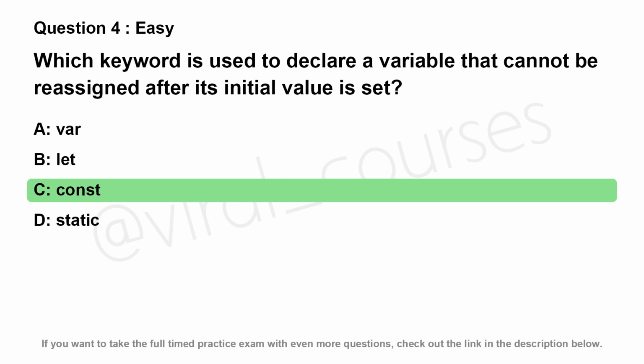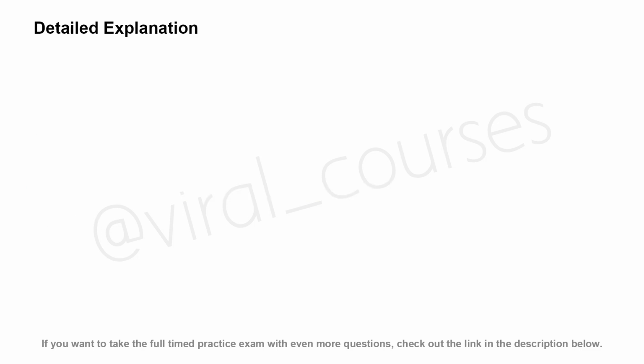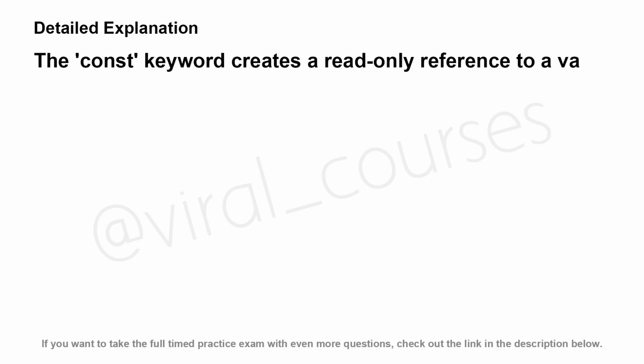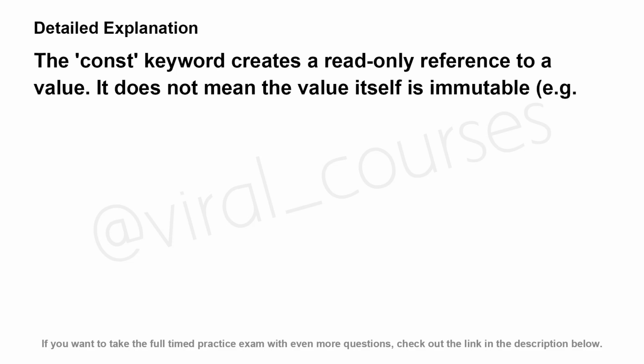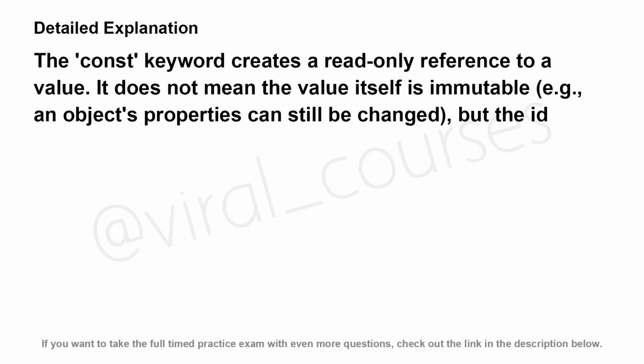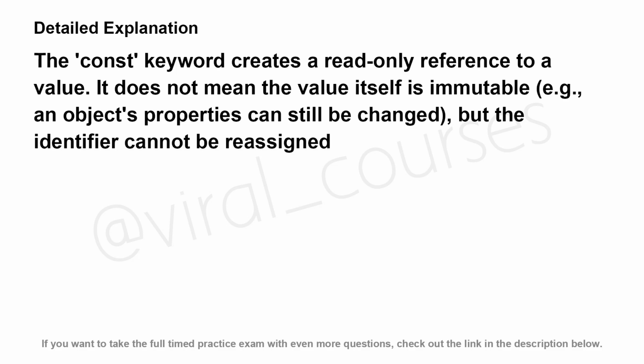The correct answer is C. The const keyword creates a read-only reference to a value. It does not mean the value itself is immutable. E.g., an object's properties can still be changed, but the identifier cannot be reassigned to a new value or reference.